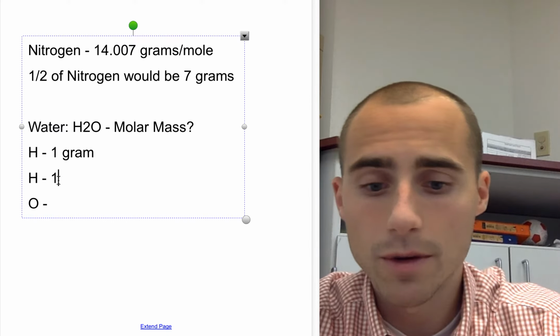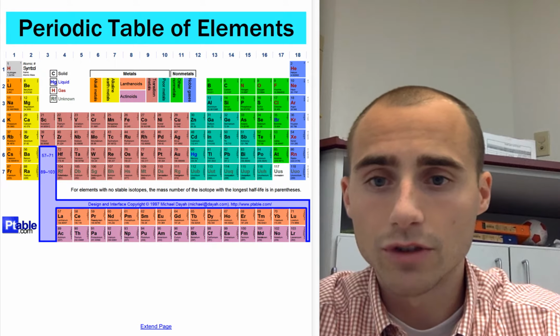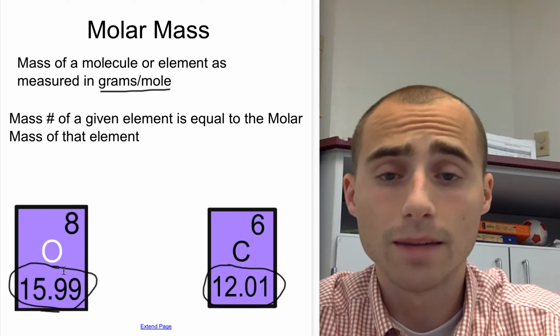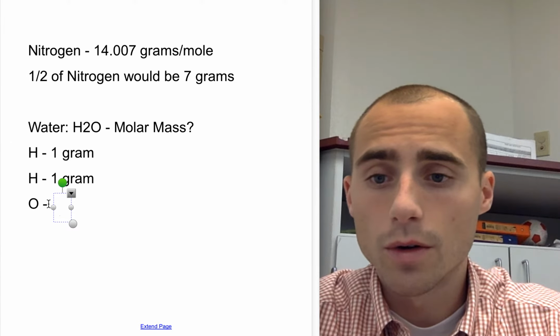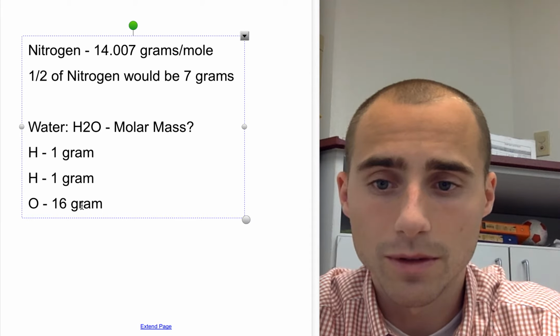So 1 gram for that one and 1 gram for this one. Now let's take a look at oxygen. Luckily, we have a zoomed in version of it right here. It's 15.99. We're going to go ahead and round that up to 16. So oxygen's molar mass is 16 grams.